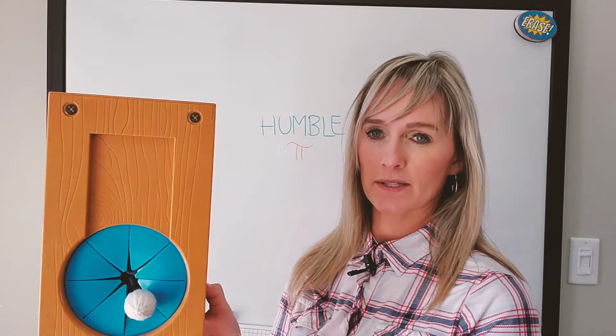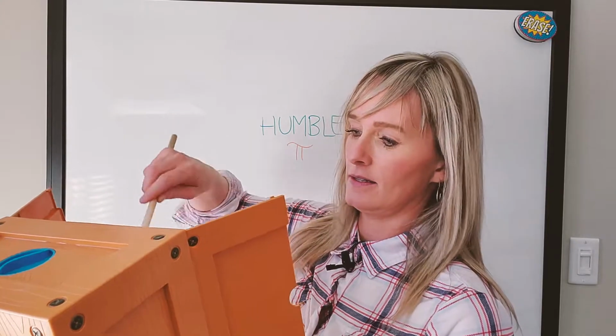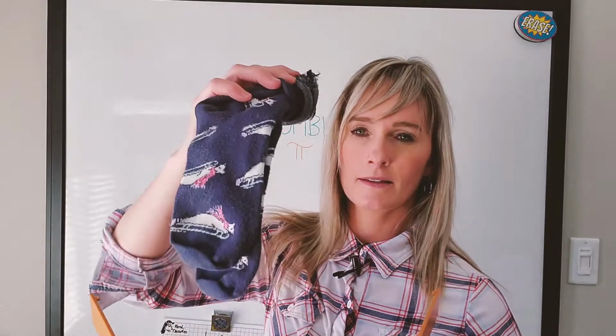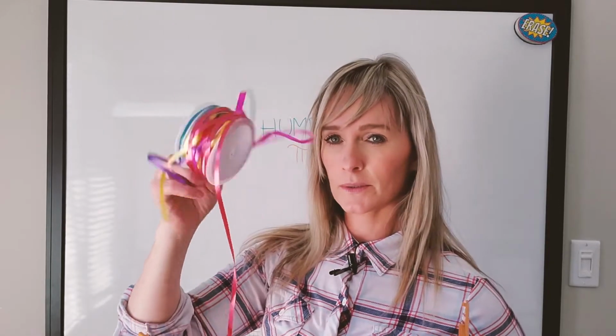So, what's in our box today? Something's sticking out of there. First thing that we're going to see today, a mallet. Second, my socks of the day, polar bears on sleds. Third thing, a potato. And lastly, a homemade yo-yo.